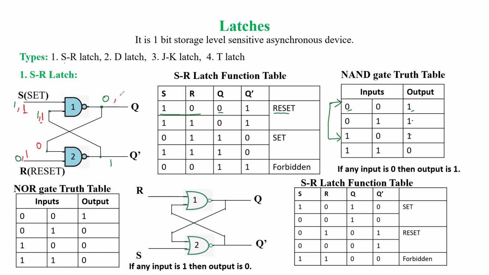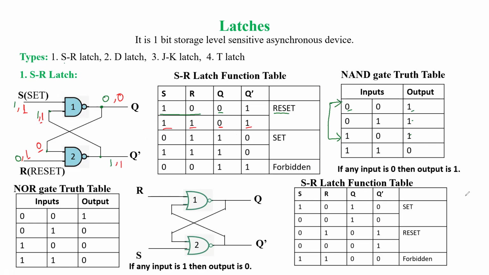So now, for the gate with both inputs 1 1, the output is 0. And here one input is 1 and the other is 0, so the output will be 1. What was the earlier condition? We are getting the same output now also. So even when S and R are 1, if it was initially reset, it remained reset. Q is 0 and Q dash is 1.